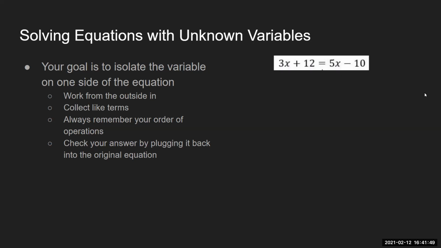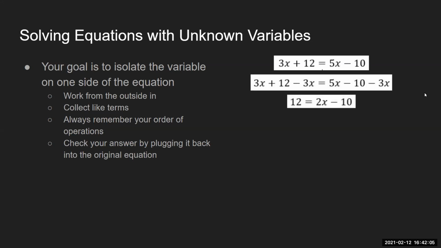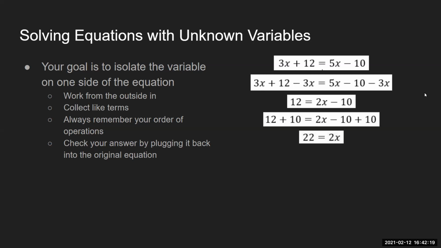But for example, if we had something like this, 3x plus 12 equals 5x minus 10. If we were going to work this out, the first thing we want to do is collect all of our x's on one side of the equation. So we are going to subtract 3x from both sides. And that will give us 12 equals 2x minus 10. Then we're going to collect all of our non-variables, all of our numbers, on the other side. So we're going to add 10 to both sides. And then we have 22 equals 2x. We divide both sides by 2, and then we get down to x equals 11.